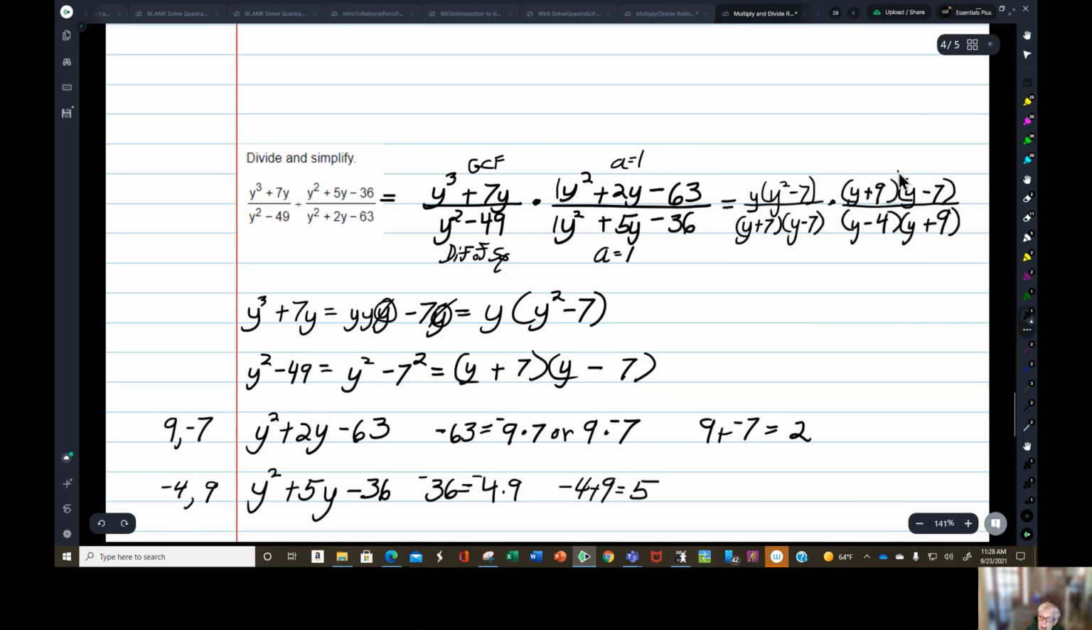So here's y plus 9. We'll let it cancel y plus 9. Y minus 7 cancels y minus 7. And that's all there is. So we're still going to have a pretty big answer. Y times y squared minus 7 over y plus 7 times y minus 4.